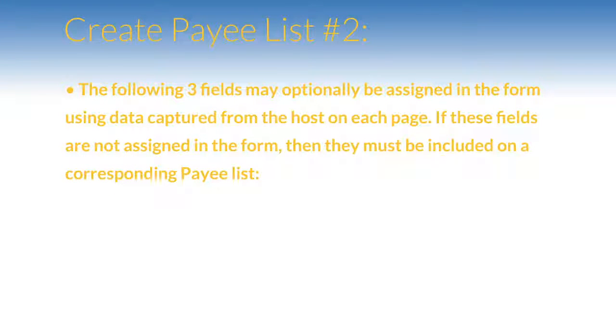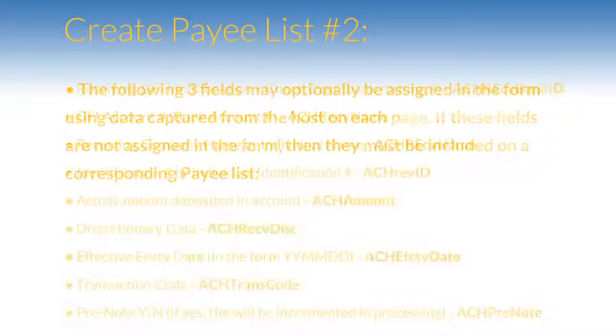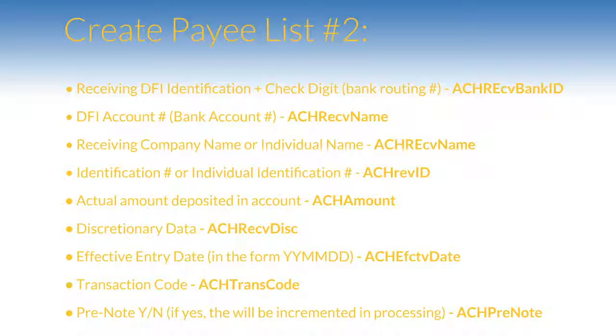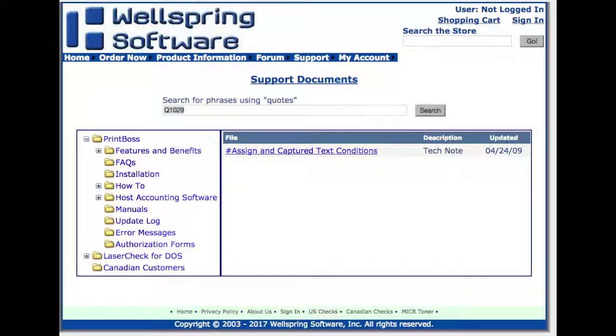The following fields may optionally be assigned in the form using data captured from the host on each page. If these fields are not assigned in the form, then they must be included on a corresponding payee list. For more information about capturing data and assigning variables in PrintBoss, please see the PrintBoss training note, Capturing and Assigning Text Document, document number Q1029, on our PrintBoss website, wellspringsoftware.com.